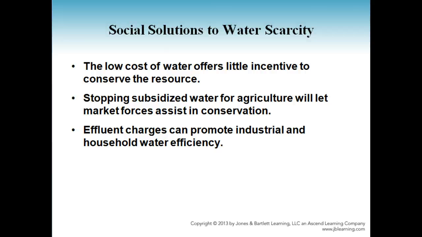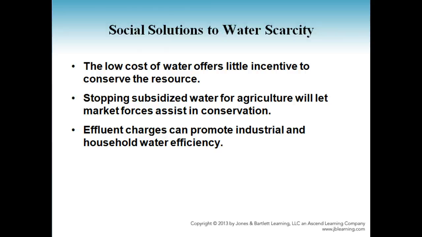There are other solutions to water scarcity besides engineering. Historically, the low cost of water has offered little incentive to conserve the resource. That is changing rapidly. Stopping subsidized water for agriculture will let market forces assist in conservation. Right now, water rights are sold for free and people can pump as much up as they can afford in order to do agriculture. If that water becomes a priced resource, then things will have to change, including agricultural practices.